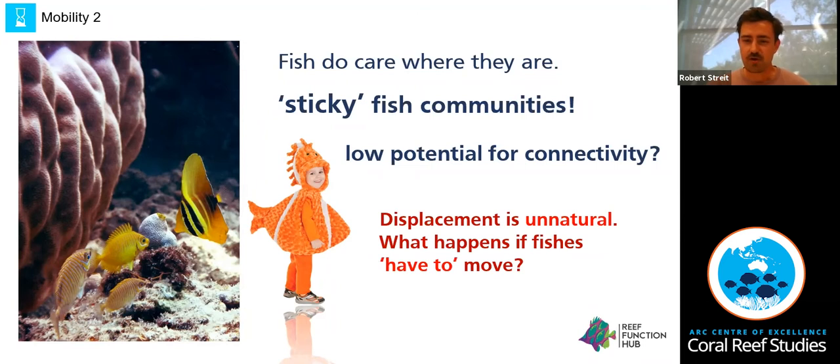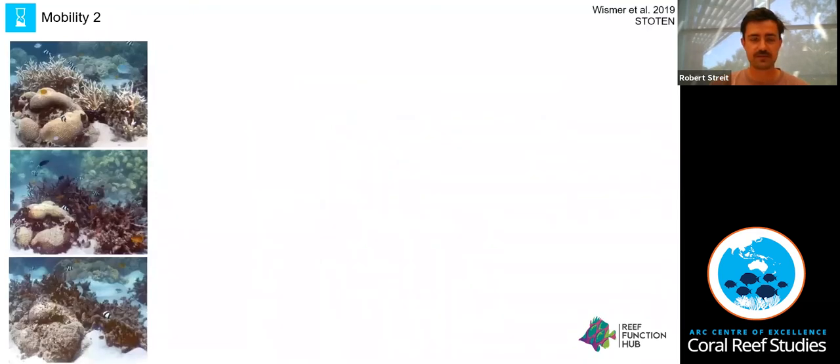But also this homing and this displacement is unnatural. So I displace them and nature doesn't really do that. So I was also interested in what happens if fishes have to move or if they're forced to relocate. And that came up again through this natural experiment of the big bleaching event.